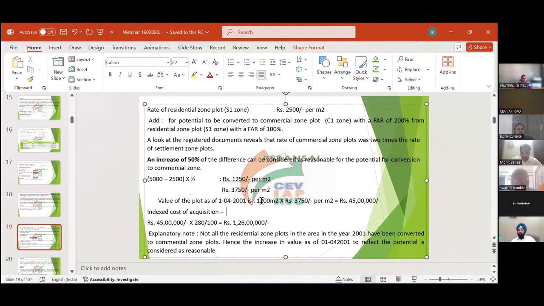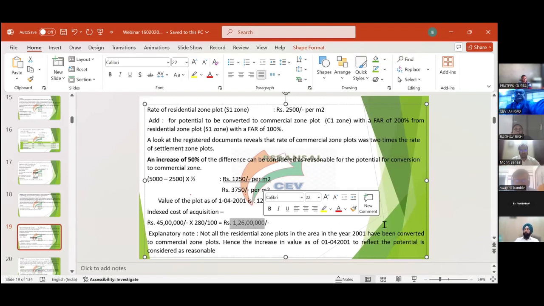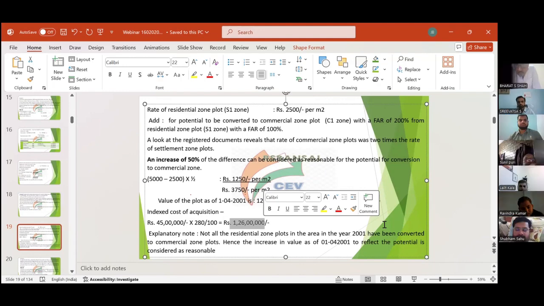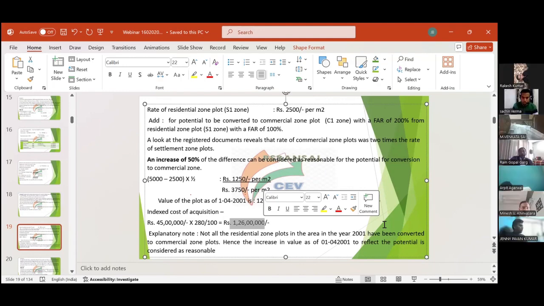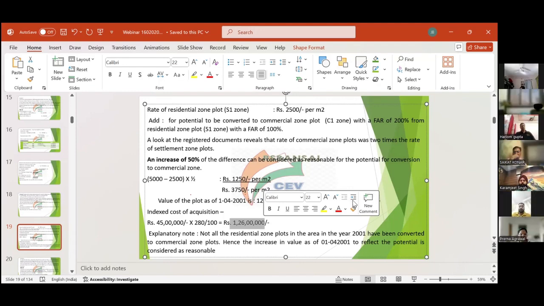So 1,200 square meter is the area and we assume the rate of 3,750. So the value comes out to be 45 lakh, and for indexation you can do 45 lakh into 280 upon 100, 1 crore 26 lakh. So many times you get such type of assignment. When the property was purchased, it was a residential property, but when it is sold, the property falls in a commercial zone. Then how to proceed in such cases?